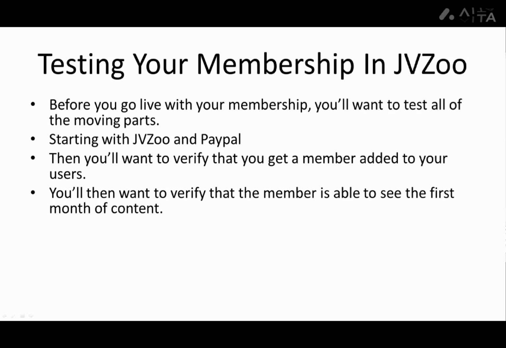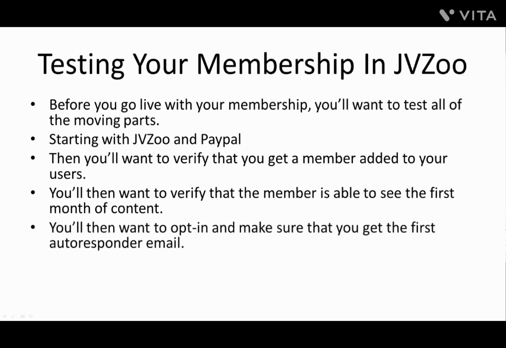So when you actually go through the testing process, make sure you use an email address that you're going to be able to check and you're going to be able to look at as if you were your own customer. You'll then want to opt into your list and make sure you get the first autoresponder email, because that's going to be a good indication that you're going to get the other one in 30 days.